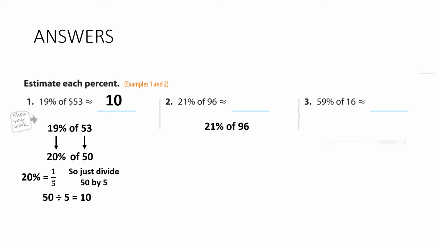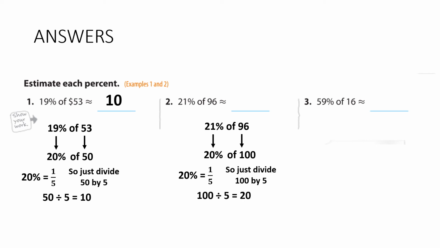In number 2, we're also going to use the same benchmark percent of 20, because 21 is really close to 20. And then 96 is very close to 100. So we're looking for 20% of 100. 20% is equal to 1/5. So to solve this, we're just going to divide 100 by 5. 100 divided by 5 equals 20. So 21% of 96 is approximately 20.